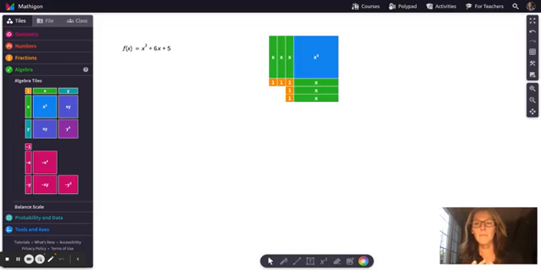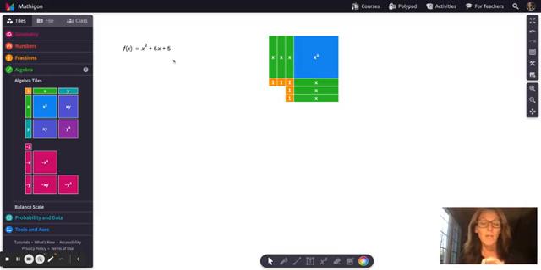Because in this example, we have x squared plus 6x plus 5. This is not a perfect square trinomial. It's just not possible. If it was, it would be half of 6, which would be 3, and 3 squared would be 9, and that would be the value at the end here, which it's not.